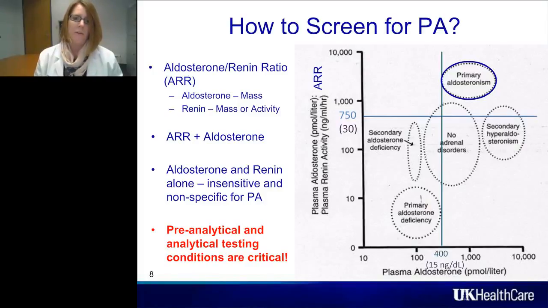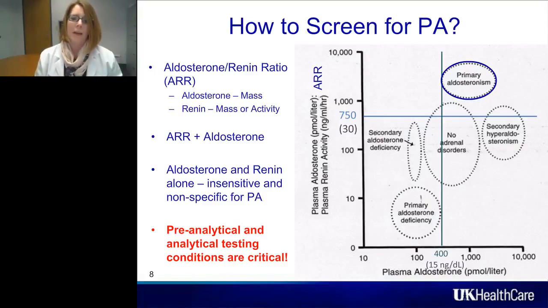As I mentioned, the first step for screening for primary aldosteronism is to measure the aldosterone to renin ratio. Aldosterone is measured through a mass assay, either radioimmunoassay or a chemiluminescent immunoassay. We'll talk more about that in the second half of the talk. And renin can be measured either by mass or activity.